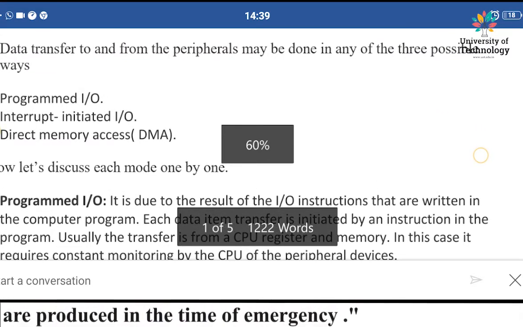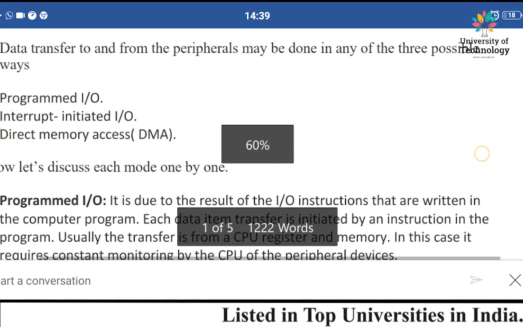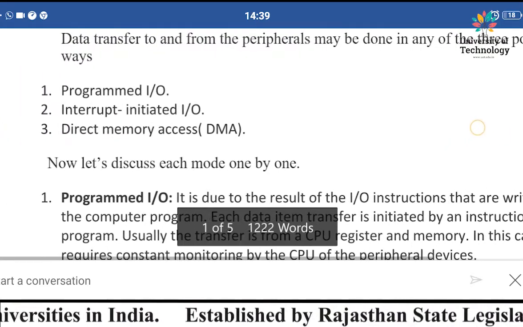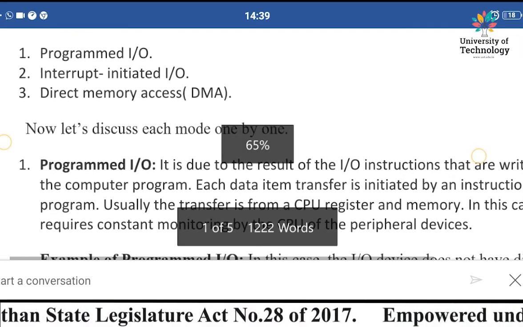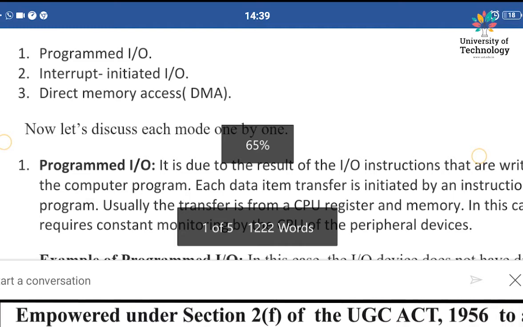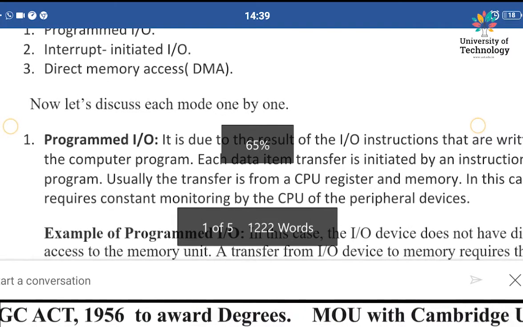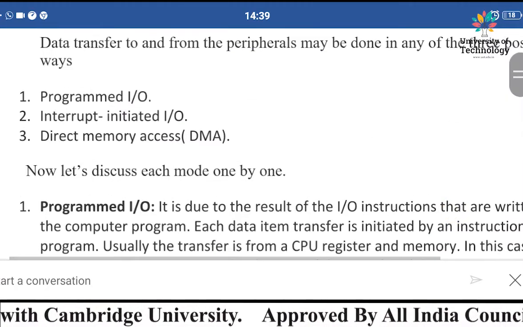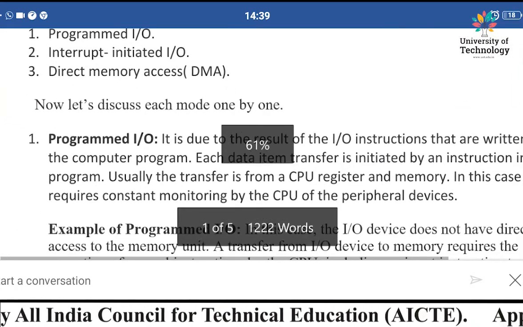So actually, input devices send the data and output devices take the data. So basically we have three possible ways via which you can transfer the data. What are those three possible ways? First is program input output. Second is interrupt initiated input output, and third is DMA, and DMA stands for direct memory access. Now we are going to discuss these three ways via which we can transfer data from and to the peripheral devices.